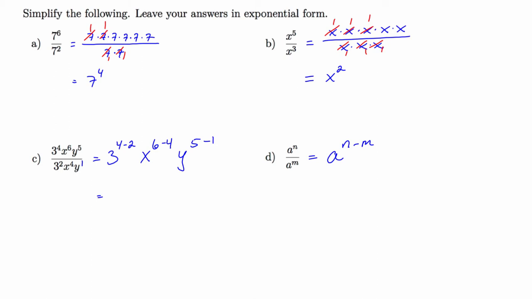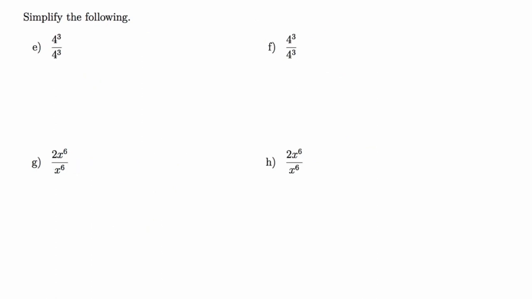When we simplify this, we'll end up with 3 squared times x squared times y to the 4th. And as a fairly common final step, since 3 squared can be simplified down to 9, it would be more common to write this as 9x squared y to the 4th. So the rule is, when dividing the same base, you can subtract the exponents. That's the quotient rule.